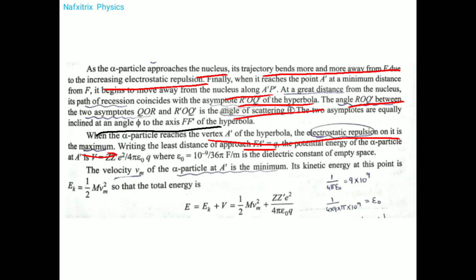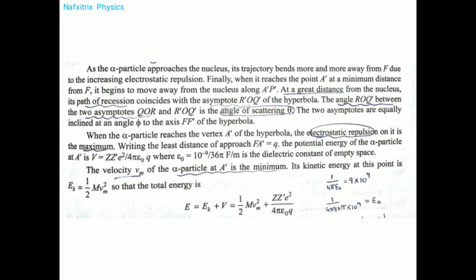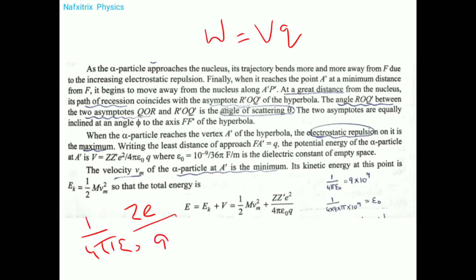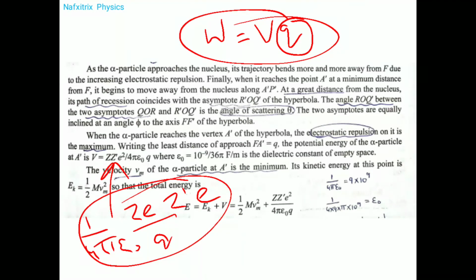Potential energy of the alpha particle at a dash is very important. At a dash, the potential energy of the particle, we know that potential energy is nothing but V into q. V is nothing but 1 by 4 pi epsilon naught q by r. So here, for the nucleus, 1 by 4 pi epsilon naught times the charge of the nucleus Ze, and q is nothing but this alpha particle Z dash e. So that is nothing but Z dash Ze square by 4 pi epsilon naught into r. So from this formula and from this formula we have got this.